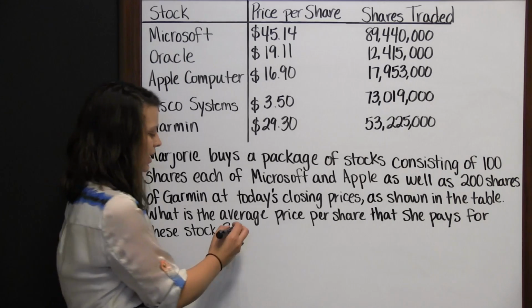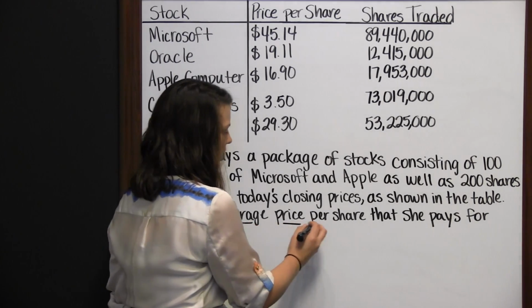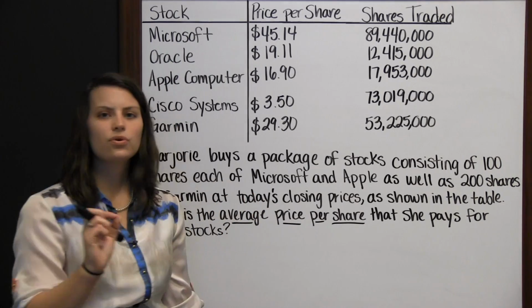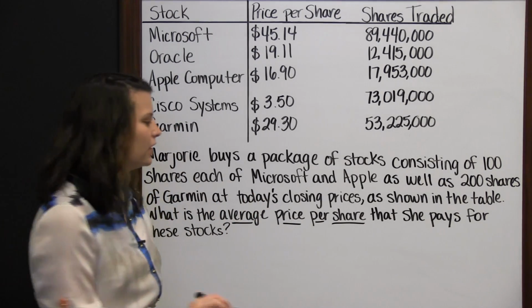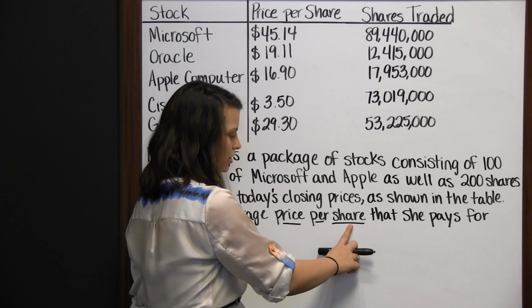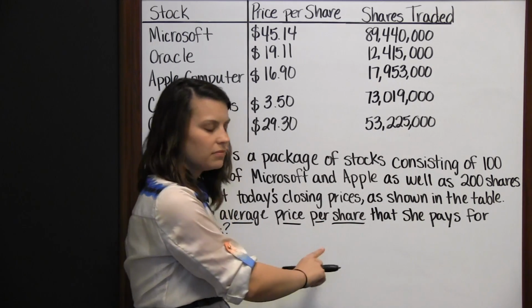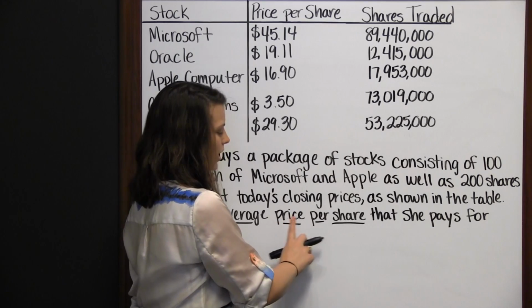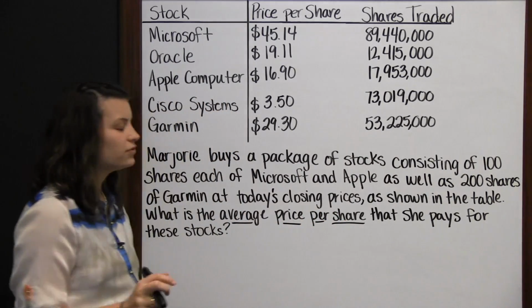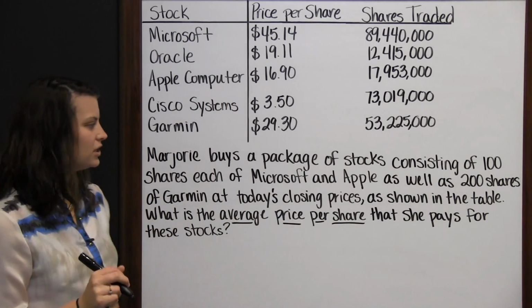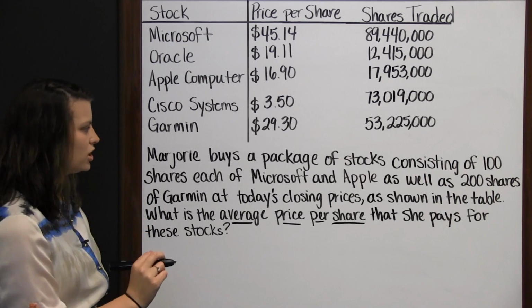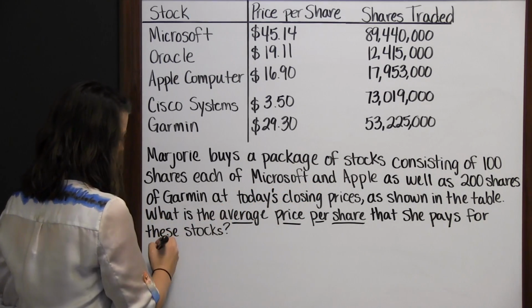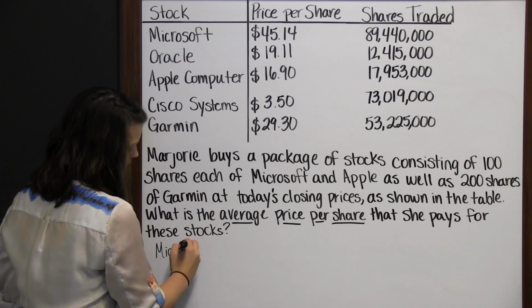To find this average price per share, first I need to find the total price. Then I have to find the total shares and divide, because this is a ratio, price per share. Price divided by shares. So first I'm going to figure out how much money she spent on these shares. So she got 100 shares of Microsoft. So let's start with Microsoft.